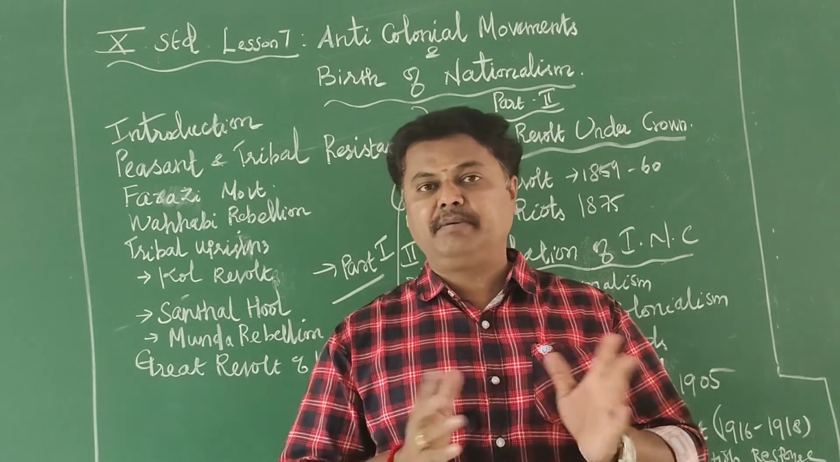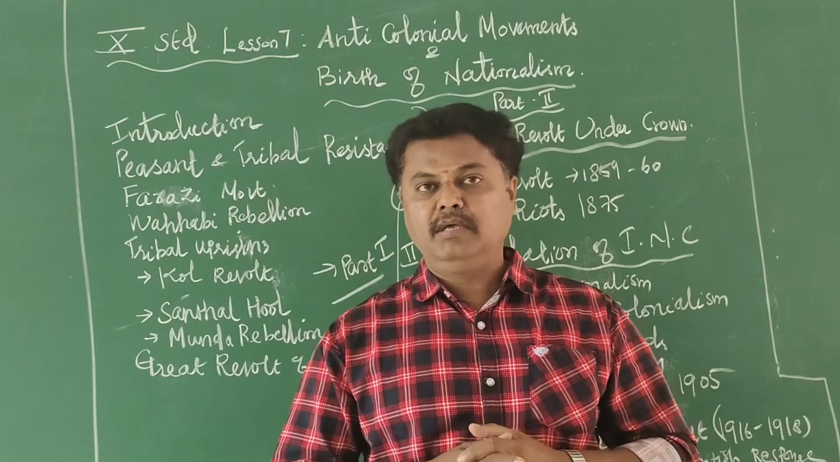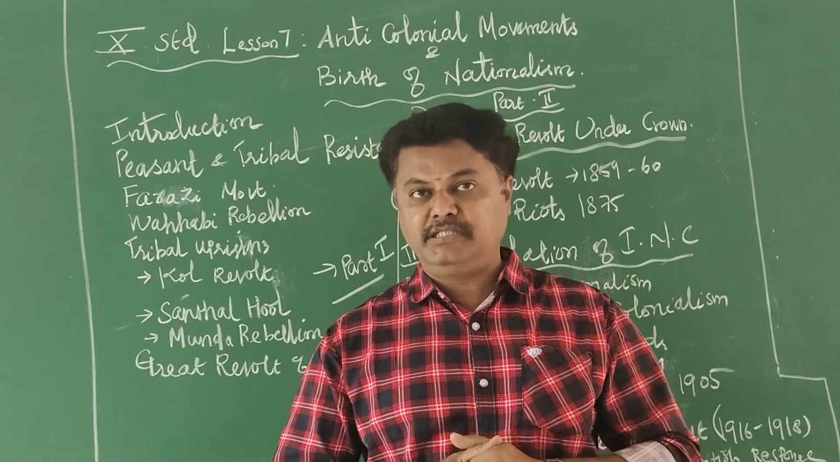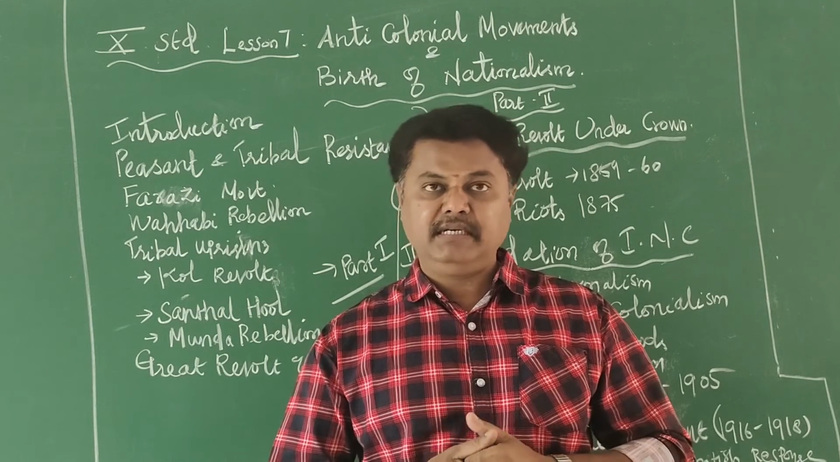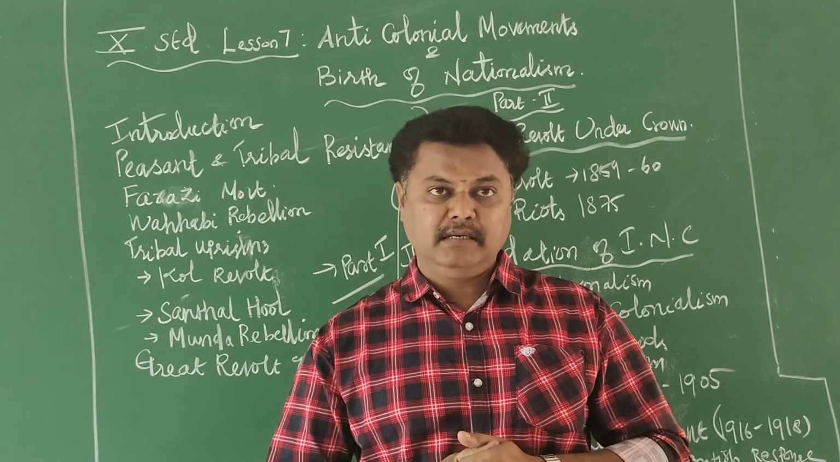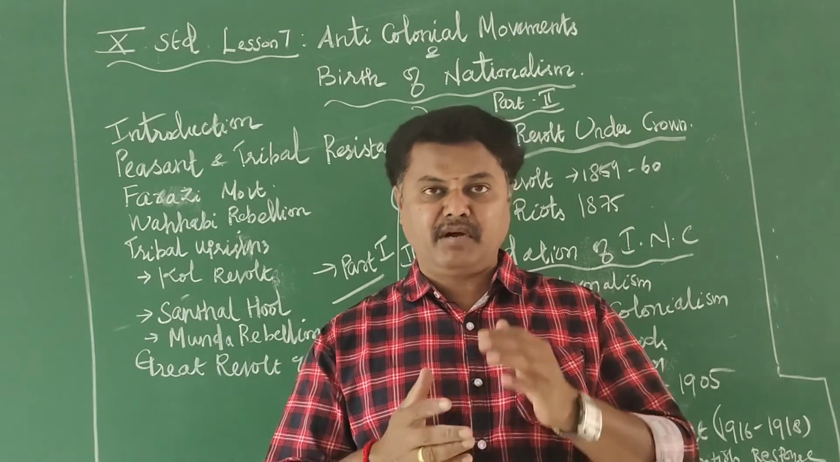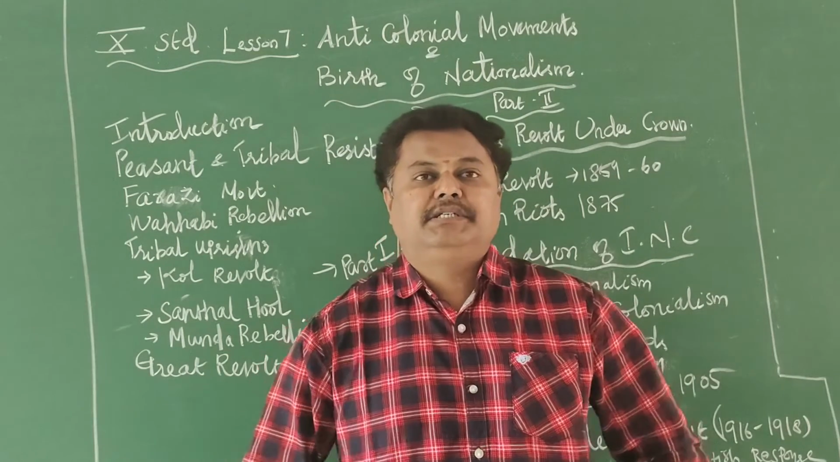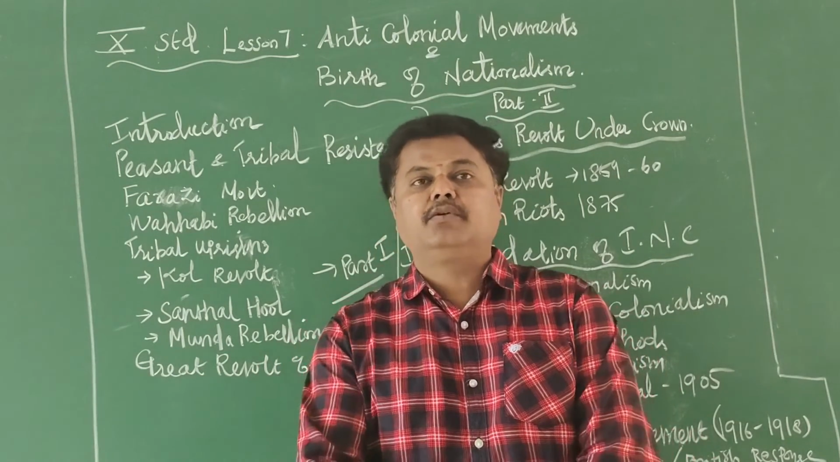We have already seen part 1, and this is part 2. We have seen the Indigo Revolt and then the birth of nationalism, in what way it happened. What were the steps taken for the foundation of the Indian National Congress? What happened in the Indian National Congress? What were the two groups of the Indian National Congress also? In the final session, let me go for the conclusion.